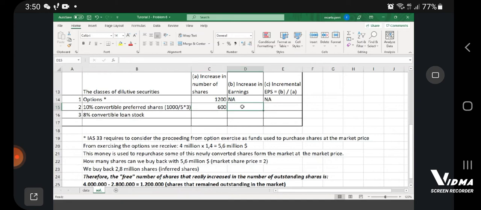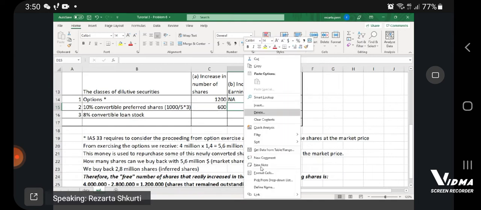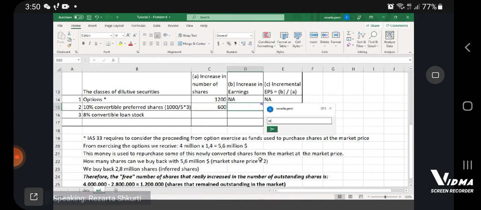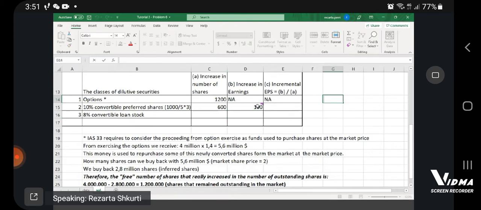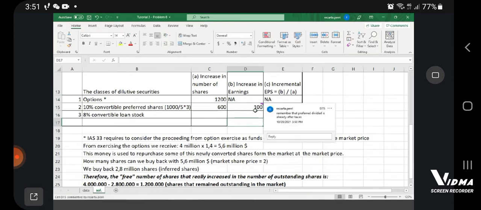Actually, the increase in earnings, remember, I'm putting a note over here so you can see. Remember that preferred dividend is already after taxes. So there is no tax regulation or tax effect that you should keep in mind over there. That means that if you have 1,000 preferred shares and it is applying a 10% dividend, the dividend or increase in earnings is going to be 100.